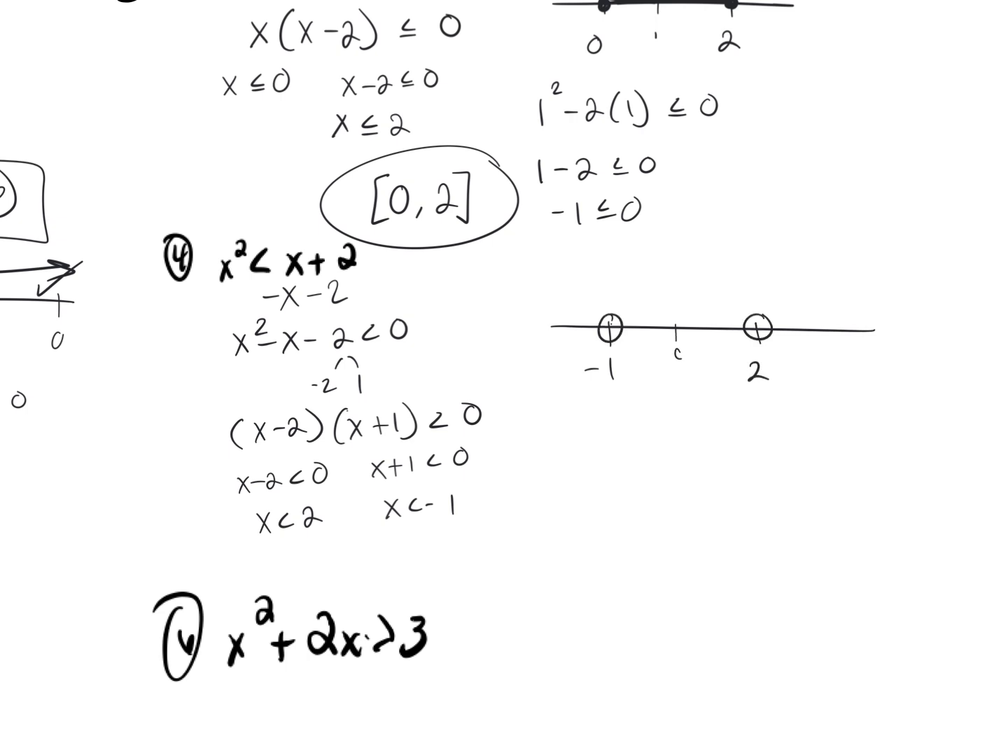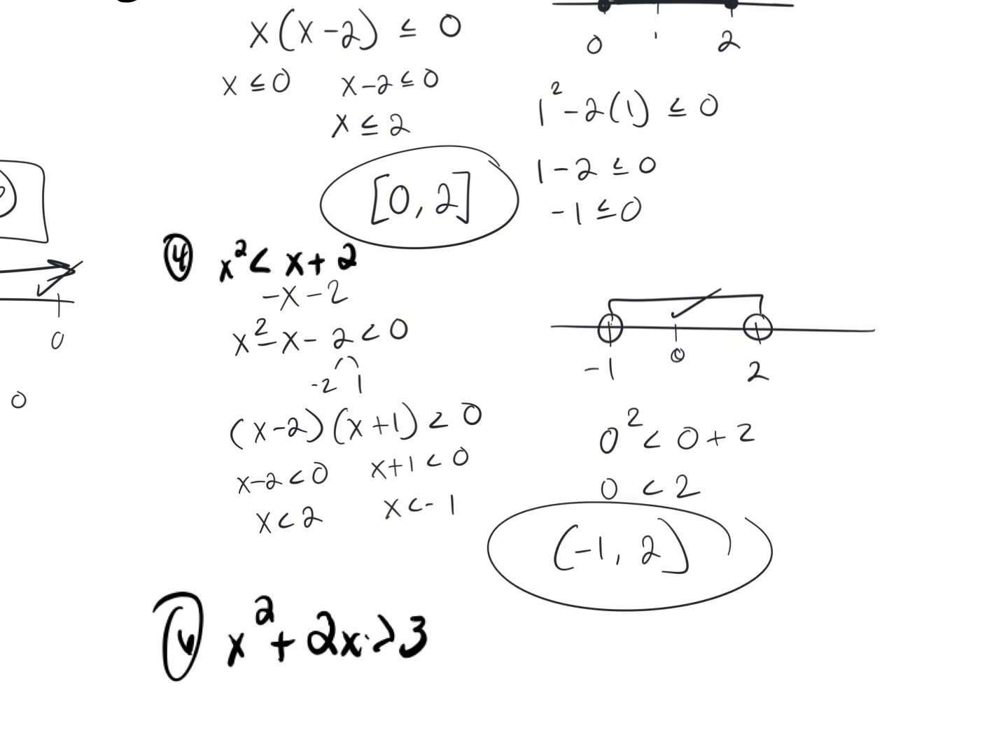I'm going to try out 0 just because it's in the middle. And 0 is a number I love to test. Makes it easier. So 0 squared is less than 0 plus 2. So 0 is less than 2. This is true. So our solution is going to be right here in the middle. So it's going to be from negative 1 to 2 in parentheses because the solution is not included.